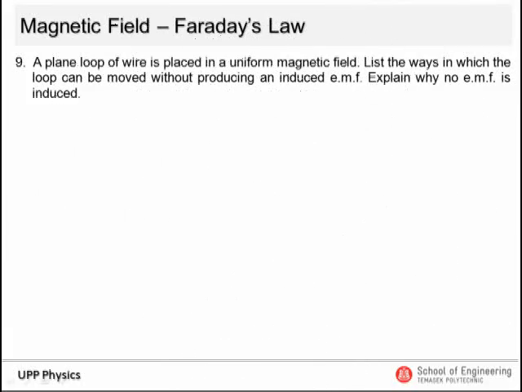In this question of magnetic field, we will be only looking at Faraday's law. Let's take a look at this question. A plain loop of wire is placed in a uniform magnetic field. List the ways in which the loop can be moved without producing an induced EMF. Explain why no EMF is induced.